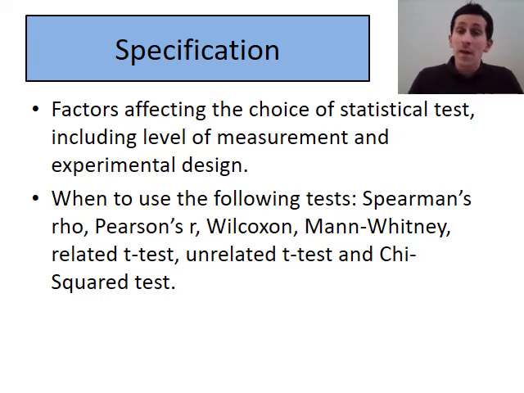So if we look at your specification, there are key things you've got to know. You've got to know what factors affect choosing a statistical test. So what are the levels of measurement, what's the experimental design. You've also got to know when to use these different tests, so Spearman's Rho, Pearson's r, Wilcoxon's, Mann-Whitney, the related t-test, unrelated t-test, chi-square test. There's a lot you've got to know.